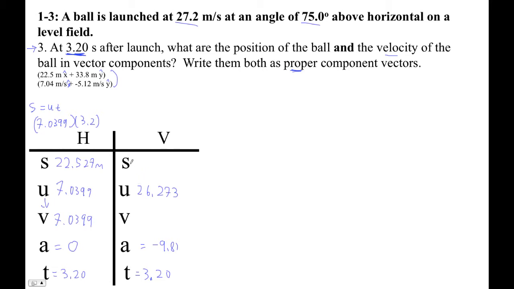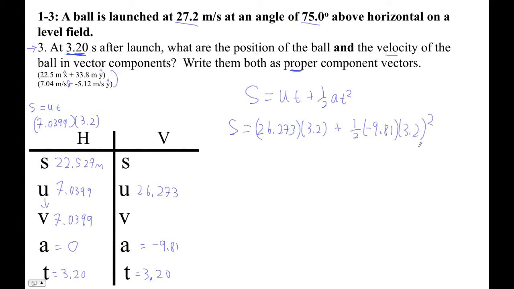Okay, and now we want to find our displacement here. Since there's acceleration, this is full featured. So I think what I'll do is I'll use this guy. Ultimately you'll use this, but maybe not. It just depends on what I tell you. Okay, so let's see. Our displacement S is 26.273 times 3.2 plus 1/2 negative 9.81 times 3.2 squared.